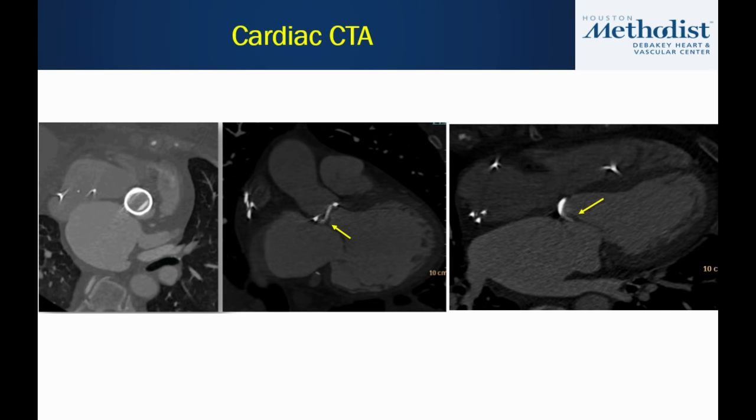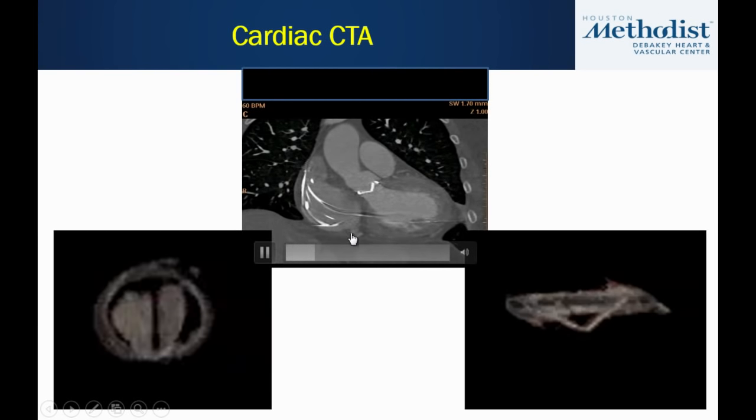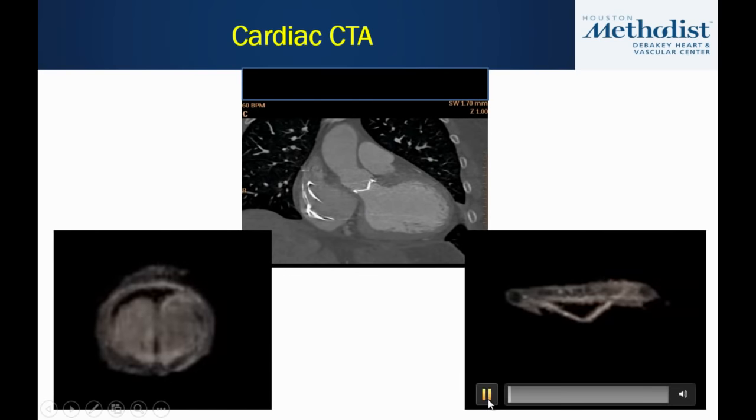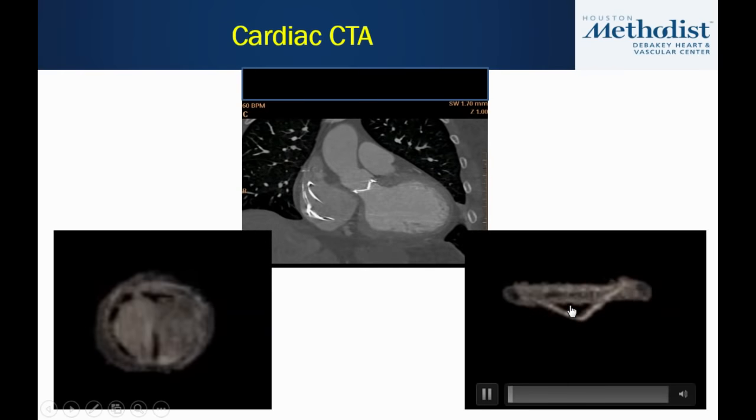As in this case here, you can see a very small amount of low attenuation underneath the valve, and this is gated CT. You can see the leaflets are barely opening. This is the 3D rendering of the valve. As you can see, this is completely immobilized, and these are very limited excursion.